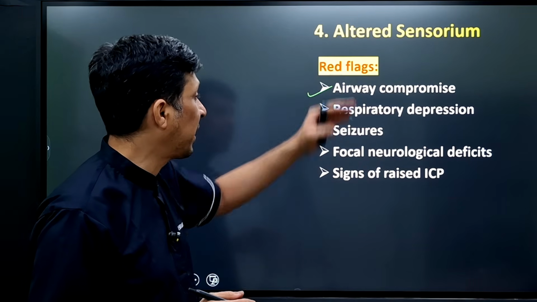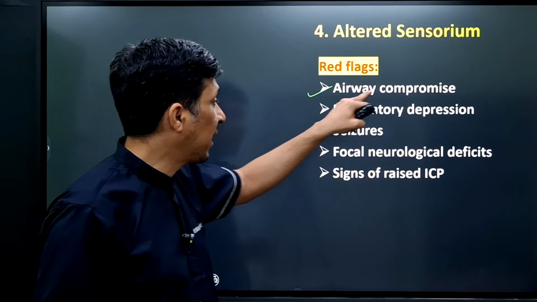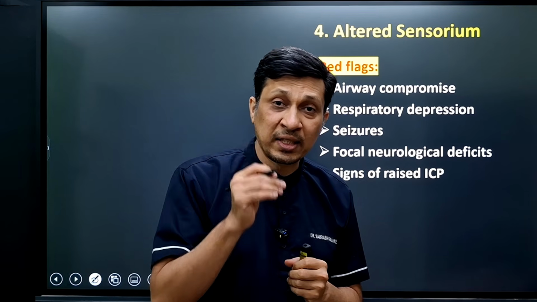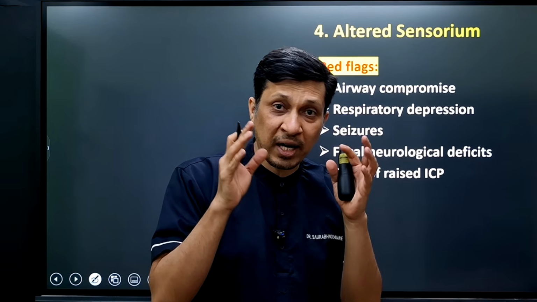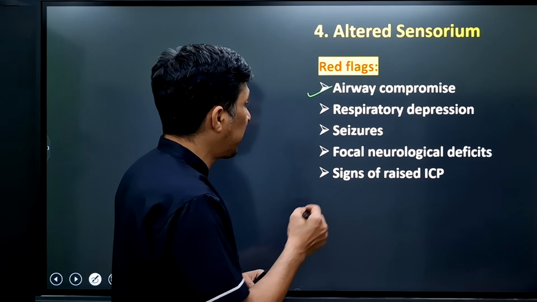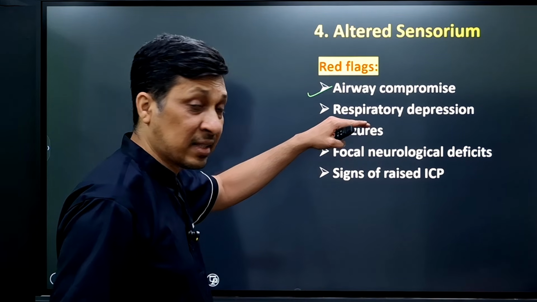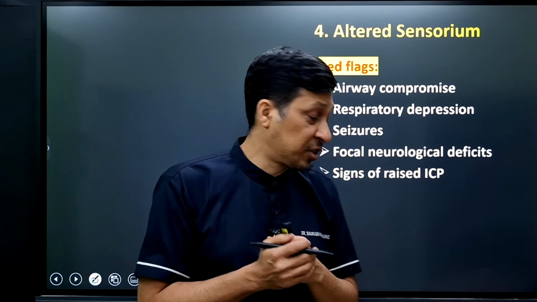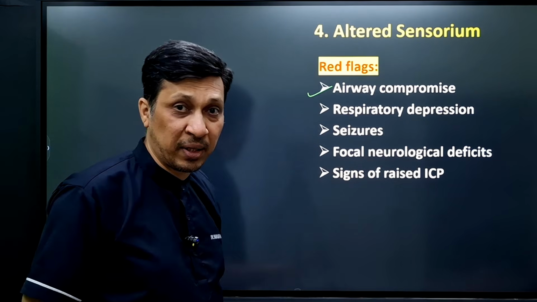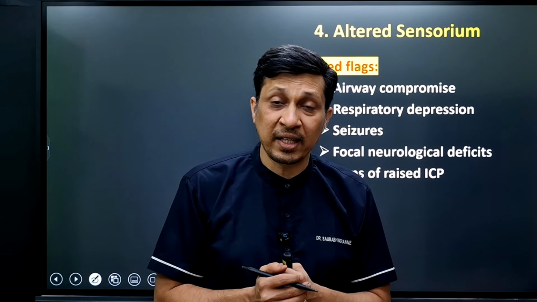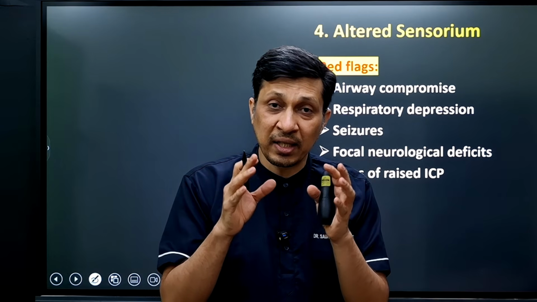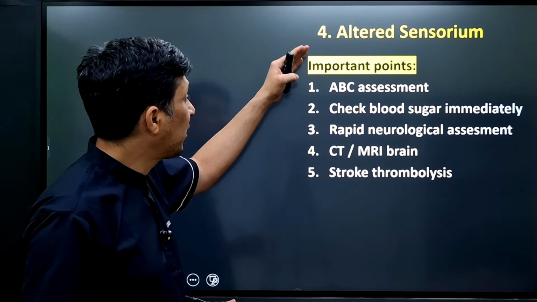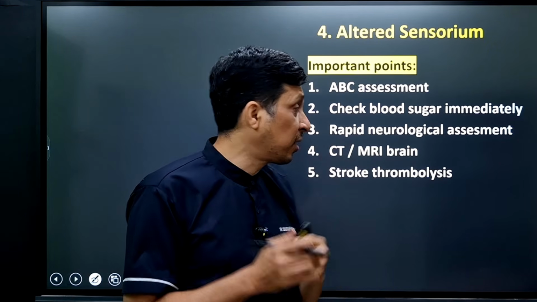Now, what are the red flags here? The important red flag signs are airway compromise. If the patient is having a compromised airway, you have to urgently take certain steps to prevent hypoxia. So first is airway compromise, then respiratory depression, then seizures, then focal neurological deficits because they indicate stroke, and signs of raised ICP. This is also an important red flag sign because here patient can immediately get into respiratory and cardiac arrest.